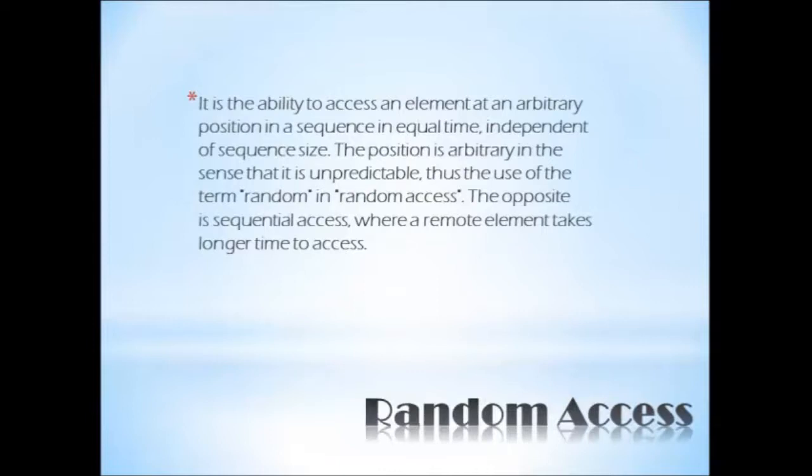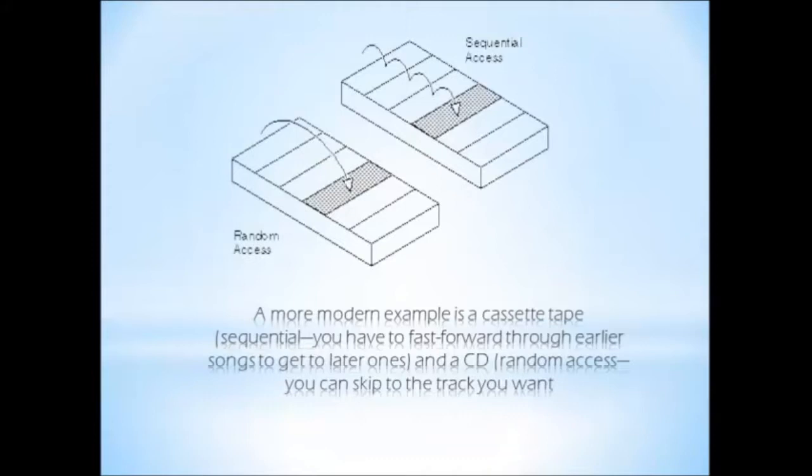Random access. It is the ability to access an element at an arbitrary position in a sequence in equal time, independent of sequence size. The position is arbitrary in the sense that it is unpredictable, thus the use of the term random in random access. The opposite is sequential access, where a remote element takes longer to access. A modern example is a cassette, where you have to fast forward through earlier songs to get to a later one, whereas in a CD you just skip to the track you want.